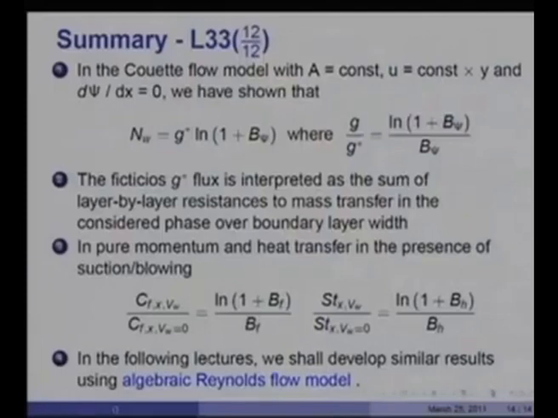So, in the next lectures, we will develop very similar results to what we have shown in the Couette flow model via the algebraic Reynolds flow model, and you will see what form the N, W and B relation has as per the algebraic Reynolds flow model.